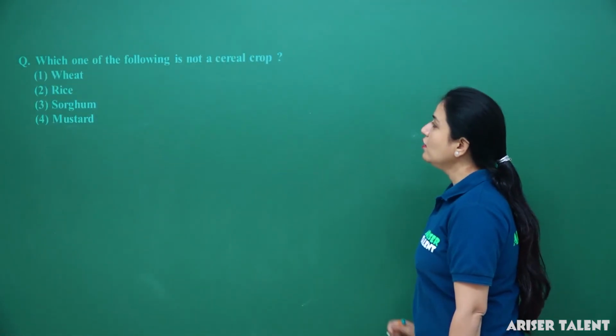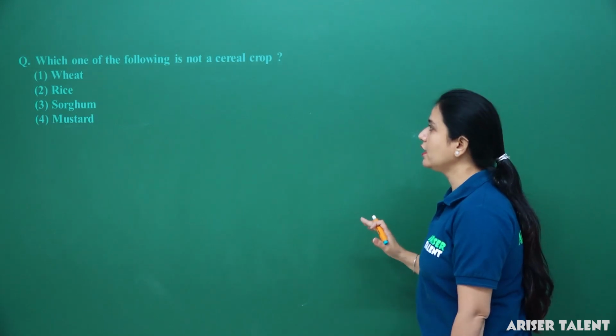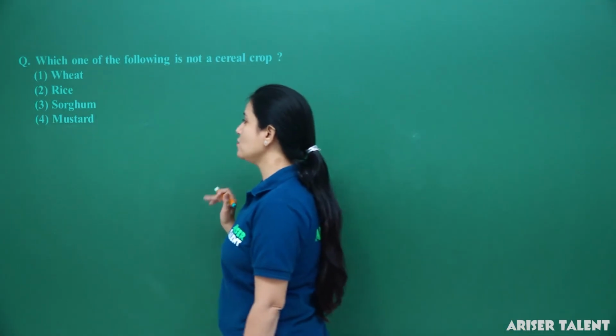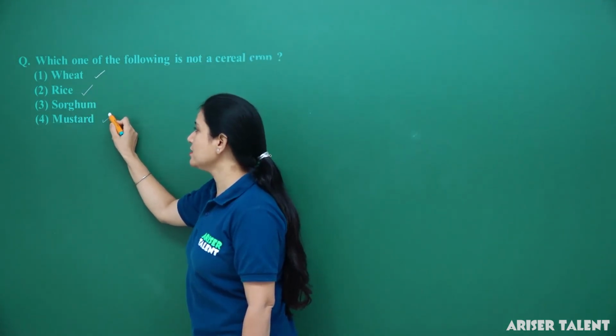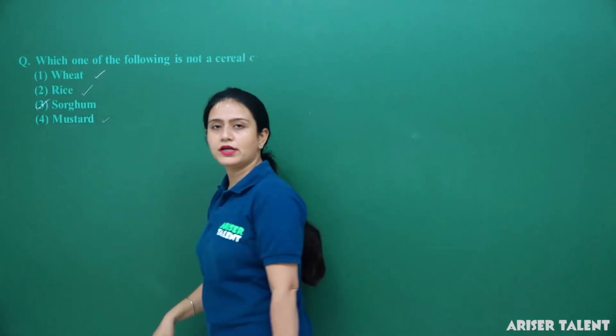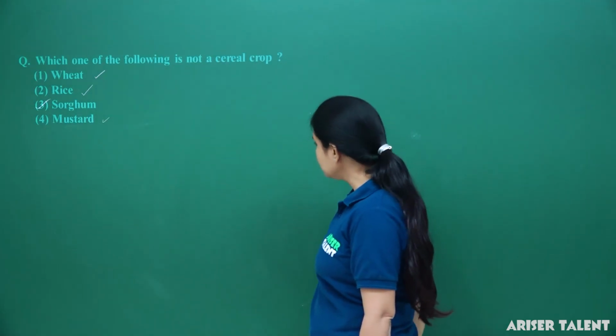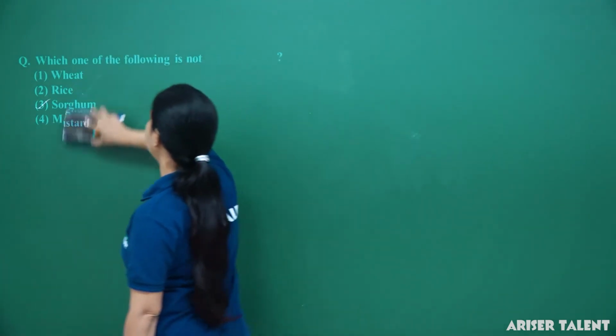Next is, which one of the following is not a cereal crop? Wheat, rice, sorghum, mustard. So it is a cereal crop, it is a cereal crop, it is a cereal crop, but sorghum is not a cereal crop. It is a leguminous crop.